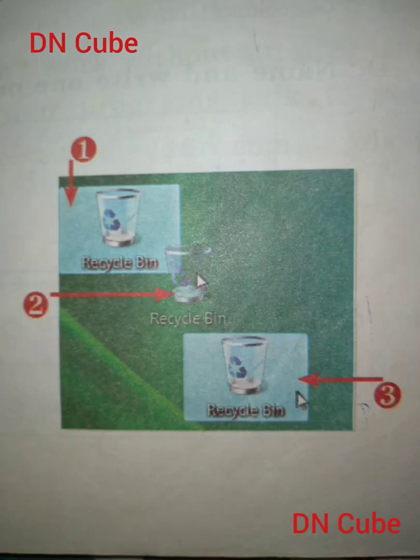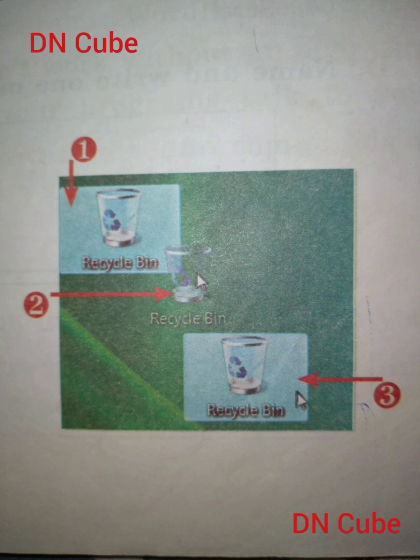Then we have discussed about drag and drop. How to drag, what is dragging and what is dropping. By clicking the object which you want to drag from one place to other, after that we have to place. Students, this is drag and drop. Okay, this is called dragging and dropping. Now I will show you one visual clip.